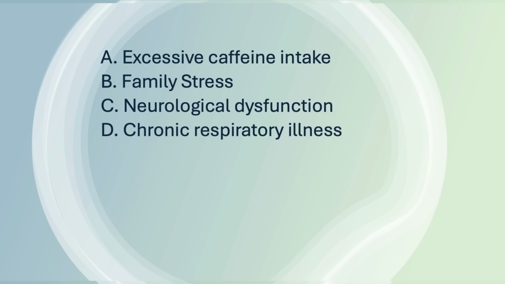C, neurological dysfunction. D, chronic respiratory illness. Now I'm going to pause and give you a moment to think about the correct answer. And remember, this is where I think you should write it down, just a thought. So if you do not get it right, we can go back and talk about why you didn't get it right. So let's start with the rationale, starting with A, excessive caffeine use.